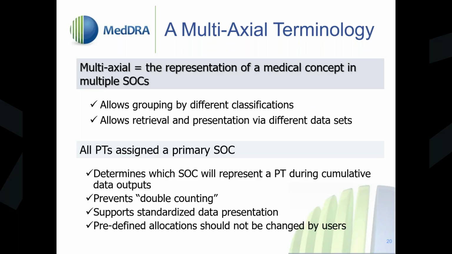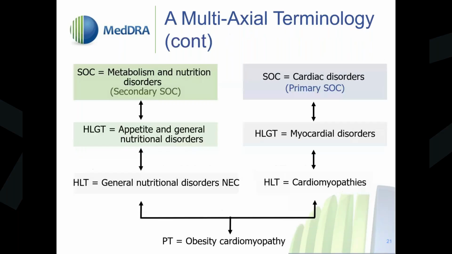So here's an example of a medical term that is multi-axial. It has links to two system organ classes in MedDRA. Obesity cardiomyopathy manifests as a cardiomyopathy, so it links primarily to the cardiac system organ class on the right side of your screen. However, this is also related to obesity. So the same term has a secondary link in MedDRA to the metabolism and nutrition disorders.